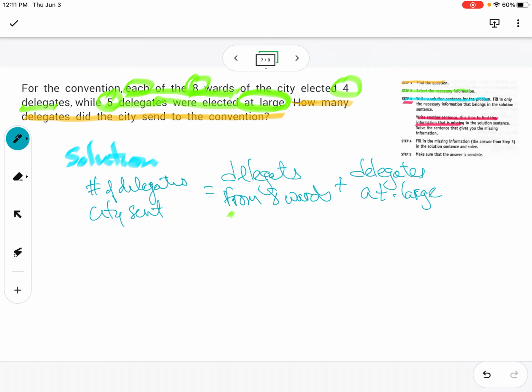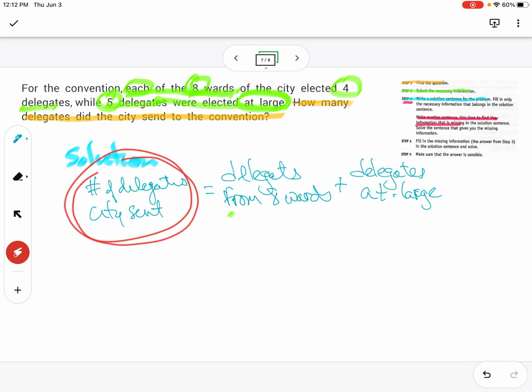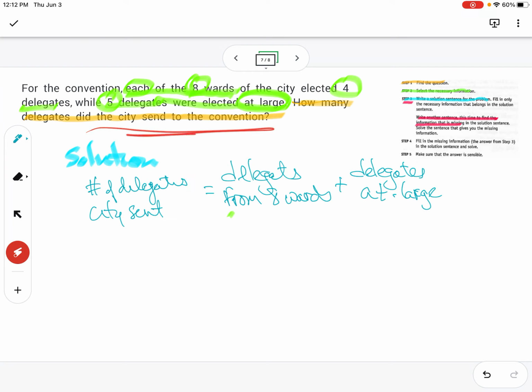So when I look at the solution sentence, this again is going to end up being my solution. That's what they're asking me to find. So that's what I want to find. To find that, I want to add together how many delegates from the 8 wards plus the number of delegates at large. This I know. It's right here, 5 delegates at large. So I'm just going to write that here. I've got 5 delegates at large, but the delegates from the 8 wards, that's what I don't know yet.